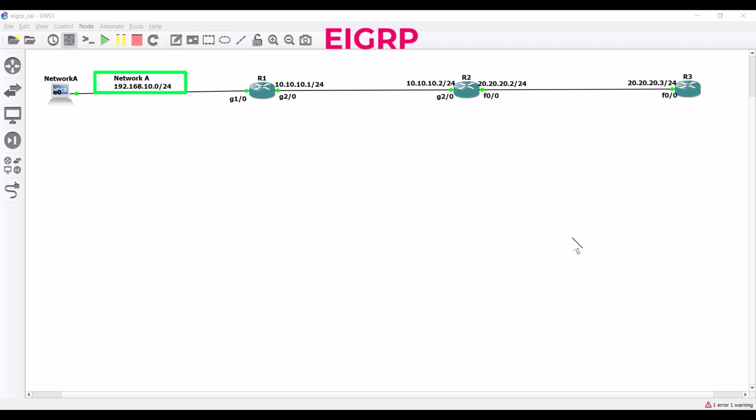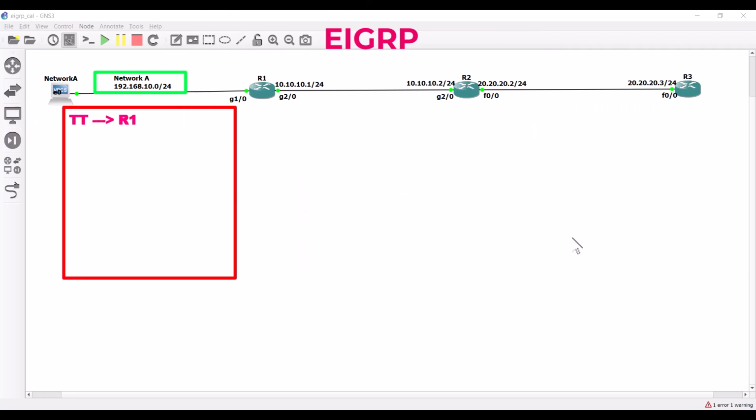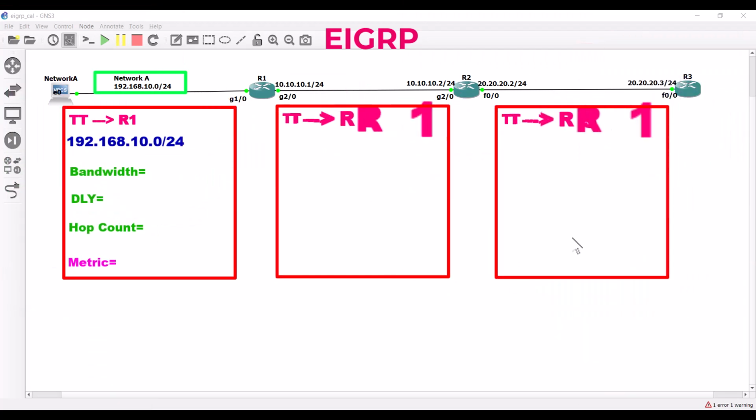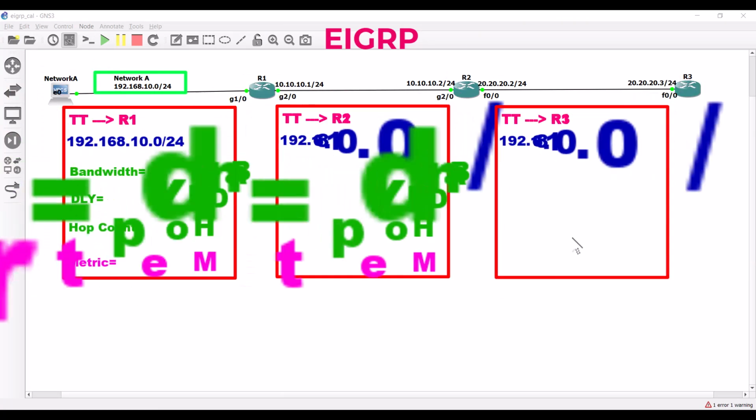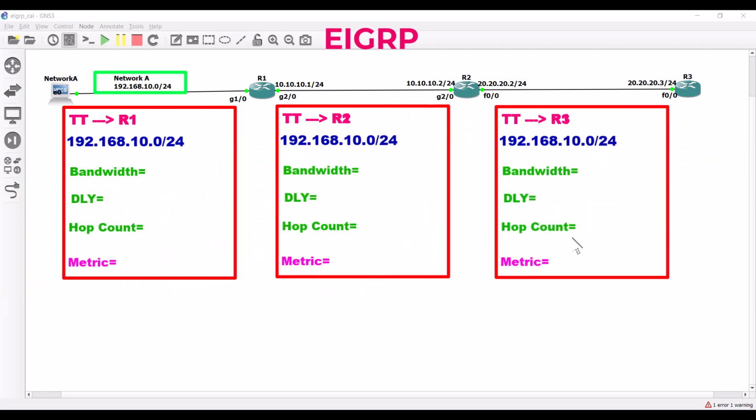First of all, here are TT or topology tables, which are used by the router to calculate metric and understand the whole topology. We're writing down the info in TT or topology table, and then we replace the numbers in the formula for your better understanding. Now we start from the nearest hop, router 1.